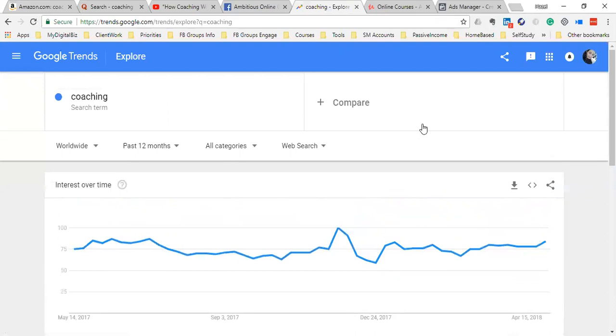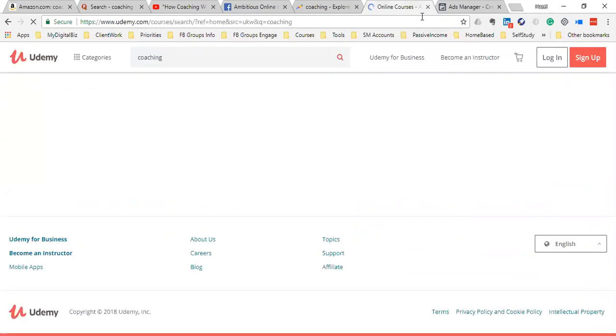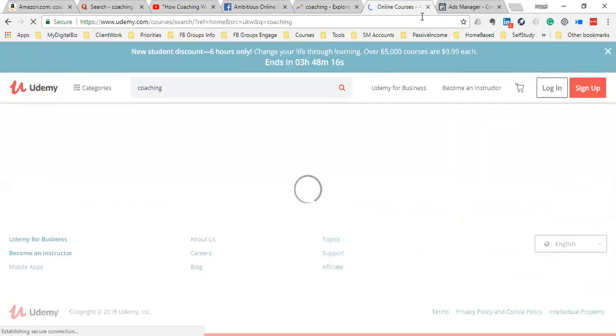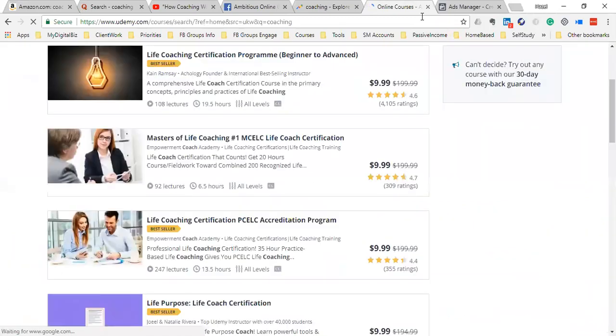Okay. Next tool that we are going to use is Udemy. So Udemy is a third-party platform where people create and sell courses. Okay, so if you're an online course creator and you don't want to pay for an online platform to house your course, you guys can use Udemy. Although you will have very little control over your sales and your marketing, because Udemy is going to do it for you. But if you don't have an audience, Udemy is a good place to start.